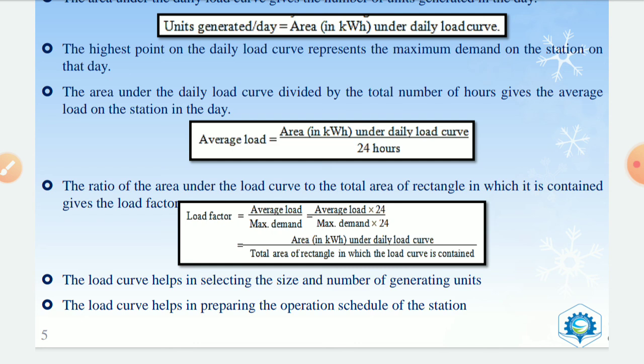What is the next significance? The last significance is that the load curve helps in preparing the operating schedule of the station. So what does it mean? Operating schedule means which generators should be turned on, and at what time, to meet the load, and which should be turned off. At what particular time it should be turned on and off can be decided if we are seeing a load curve. So these are all the ideas regarding a load curve.